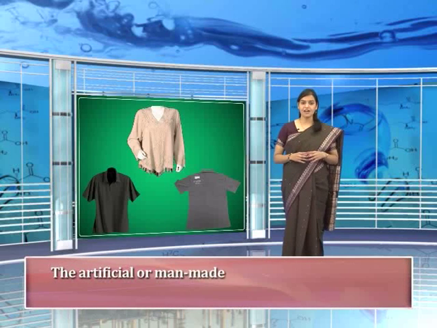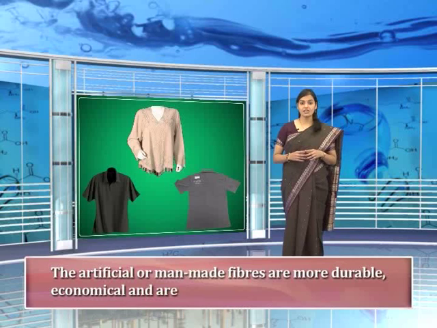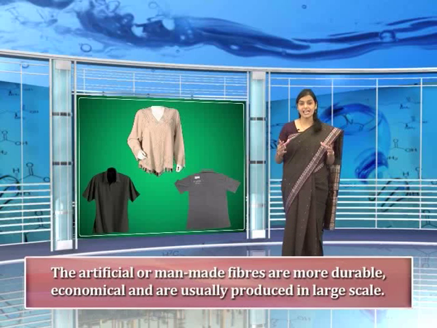Let me now quickly tell you about one more important product, that is man-made fibers. The clothes that we wear are made of fibers processed in textile industries. Originally, all these were natural. However, increase in population increased the demand for clothes, and therefore man started making artificial fibers. These are called man-made fibers. The artificial or man-made fibers are more durable, economical and are usually produced in large scale, whereas natural fibers contain cellulose content, that is, polyglucose.